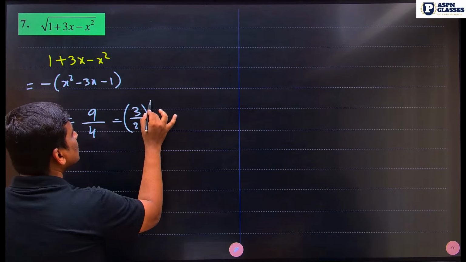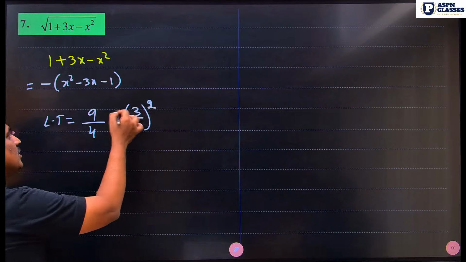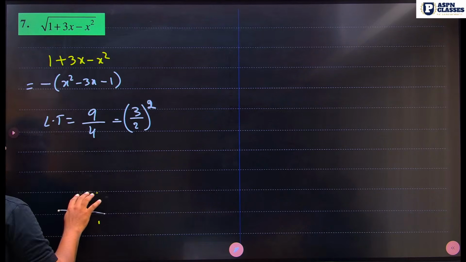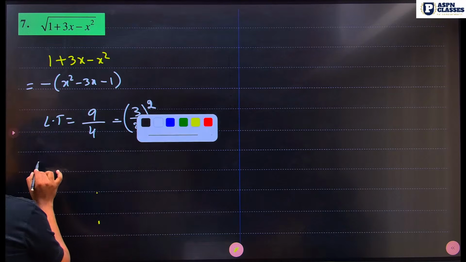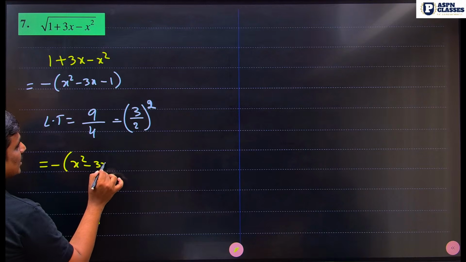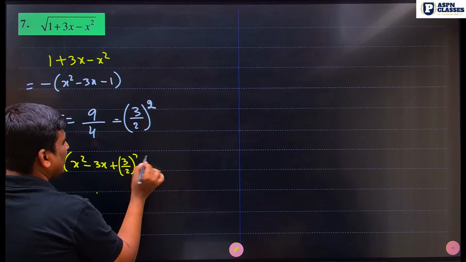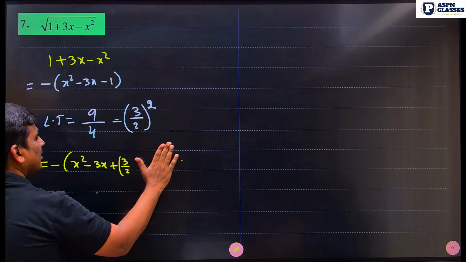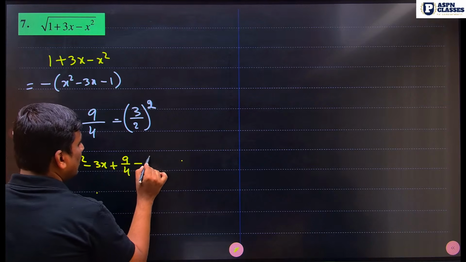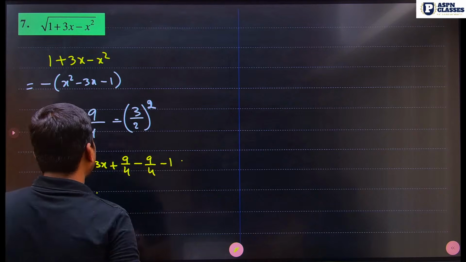Can I write here whole square? 3 by 2 whole square. So now observe, this square you need to apply. It means 3 square answer is 9, 2 square answer is 4. Okay, so now add this in the equation here, minus, as it is, x square minus 3x. Now I'm going to add this (3 by 2) whole square. It is not necessary, directly you can also write here 9 by 4. It is not a problem. 9 by 4 plus and 9 by 4 minus, and what is the one more result here? Minus 1. So write it now.